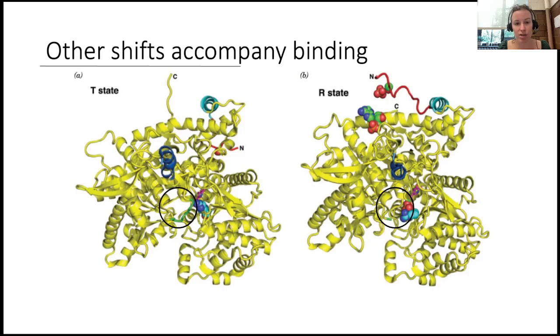And other shape changes happen too, right? Let's not worry too much about this, but there's a little bit of a green loop that I'm highlighting here that's in a different place in the R state versus T state. There's an alpha helix highlighted here in blue that's in a different place, T state versus R state. All to just remind you folks that structural changes in one spot in an enzyme will impact the entire structure of the enzyme. Something as simple as a phosphorylation of a single residue in a protein can cause these changes to happen.